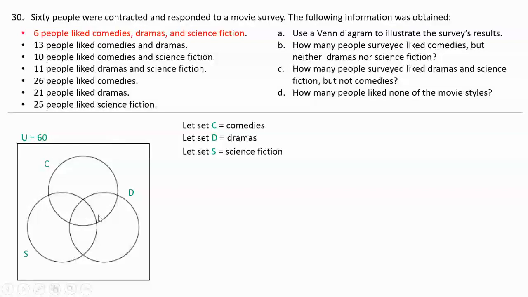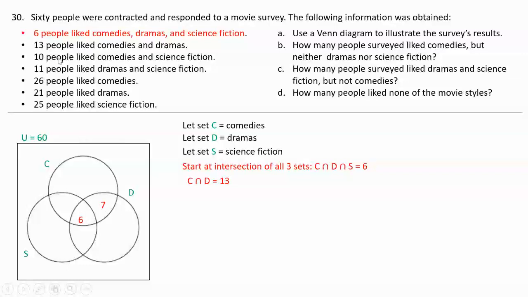Now, when you have something like this, guys, you always start where all 3 sets intersect. So 6 people like comedies, dramas, and science fiction, so it's going to be right here. After you do that, then you go with the intersections, which means 13 people like comedies and dramas. Comedies and dramas is going to be C and D, right? So it's going to be these 2 sets here. So this here has to be 13. We already got 6, so this has to be 7, right?